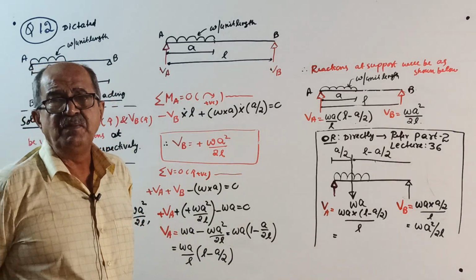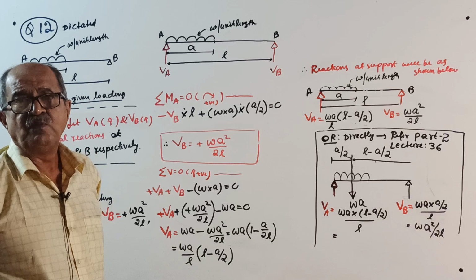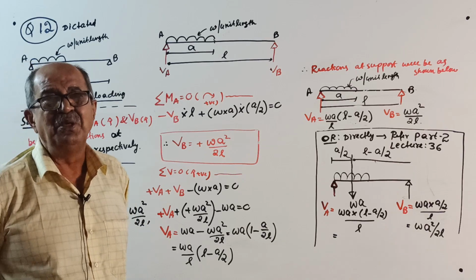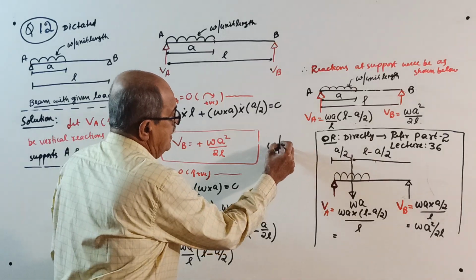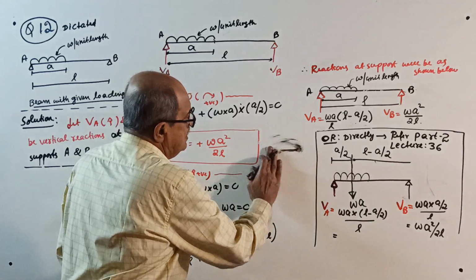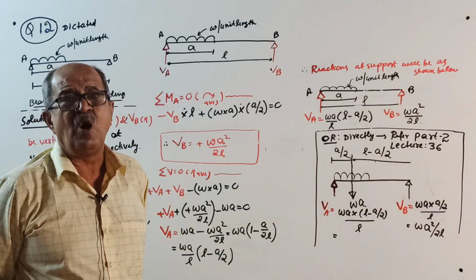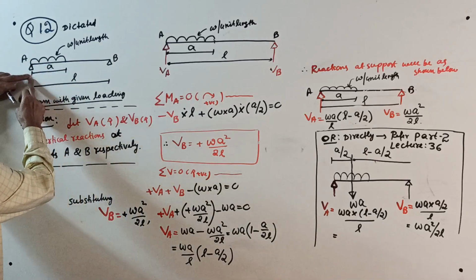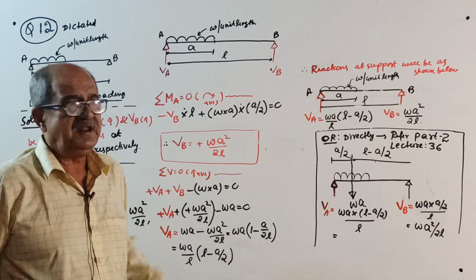A simply supported beam of span L is loaded by a UDL of intensity W. Actually, there is no small w; it will be written this way: W per unit length. I told you, when you do any bookwork, you should not write kilonewton per meter. Some people write W kilonewton per meter. Wrong. You should not write it. W per unit length for a length of A from left support. That's all. Find support reaction.